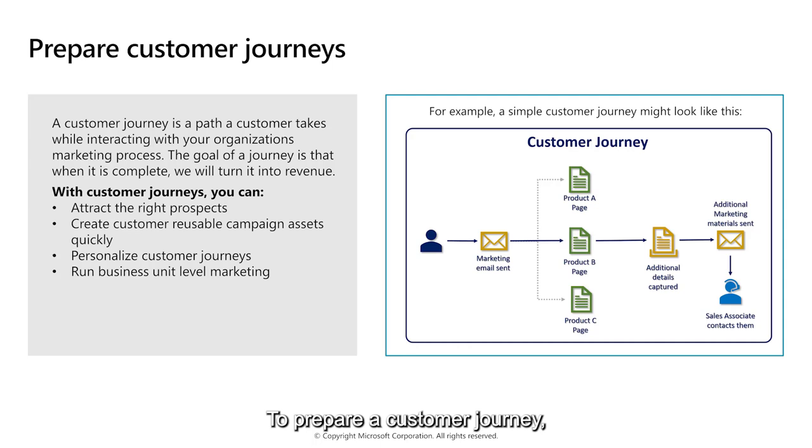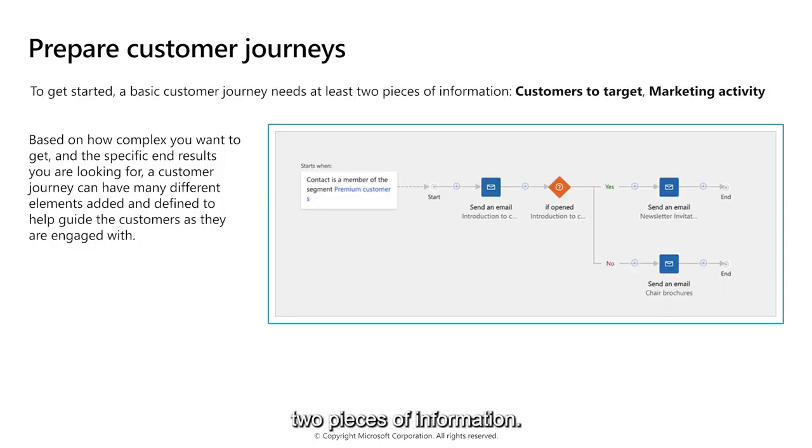To prepare a customer journey, we will get started. So we need two pieces of information at least. These are the customers that we want to target and the marketing activity that we want to do. Now, we can get very complex in this, but we start off with something basic. And the different sorts of tiles that we can use are as follows.